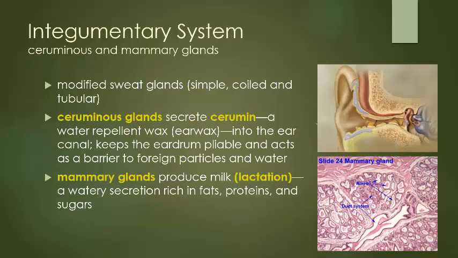All right, so we also have two other accessory structures to the skin, and these are the ceruminous and mammary glands. And if you could look at them under the microscope, you would see that just like the sweat glands, they are simple, they're tubular, and they are coiled. So these are understood to be modified sweat glands. So the ceruminous glands, they secrete a secretion called cerumen, and it's a very water-repellent wax that is secreted onto the surface of the skin inside the ear canal.